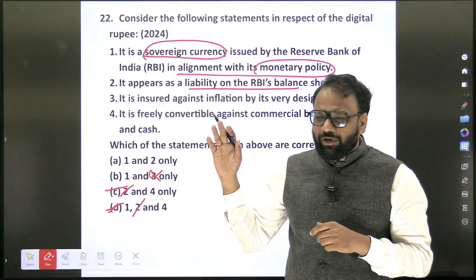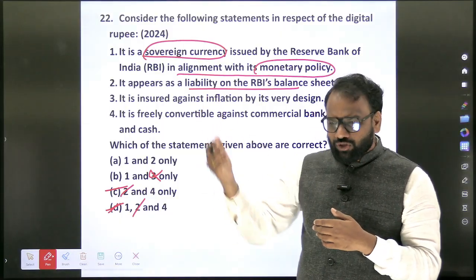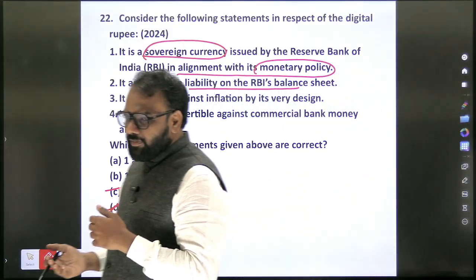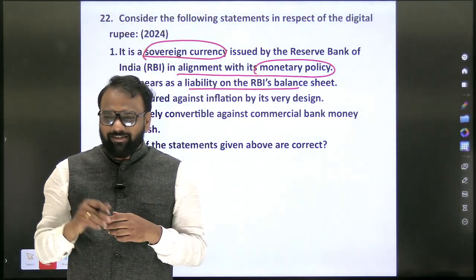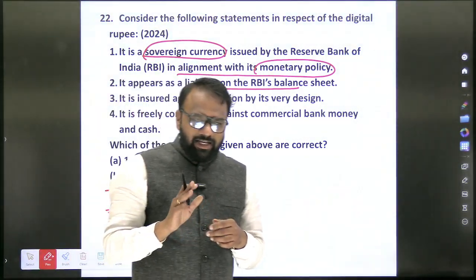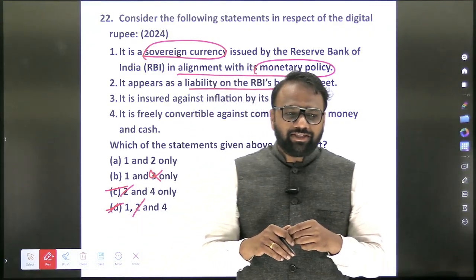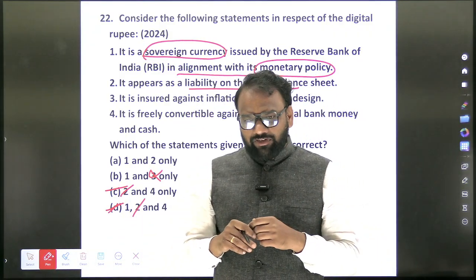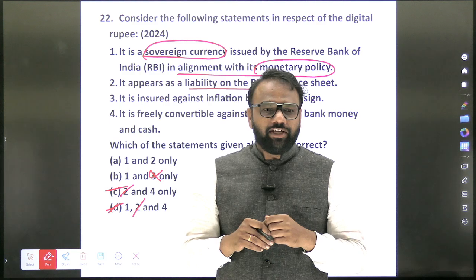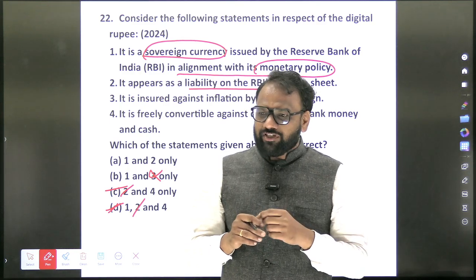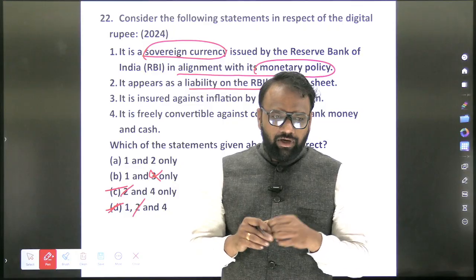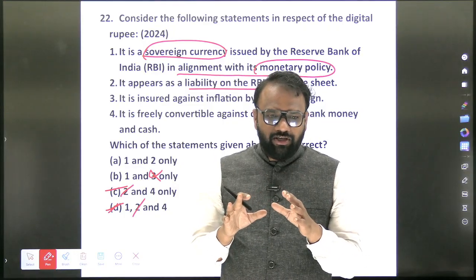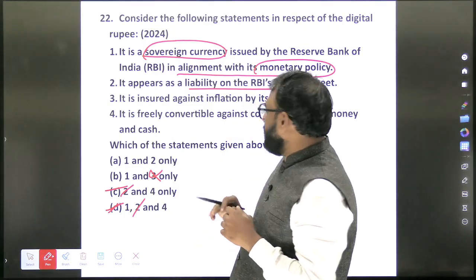Now it comes to monetary policy. Again, you will revise the things. Which are the instruments of monetary policy? Repo rate, reverse repo rate, CRR, SLR, liquidity adjustment facility, marginal standing facility, standing deposit facility, corridor, bank rate. All these are monetary policy instruments.